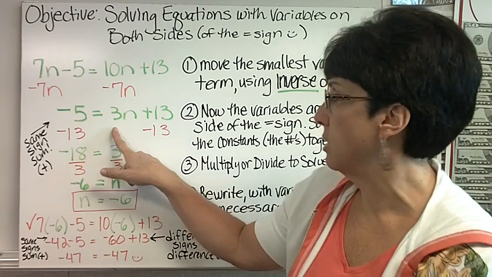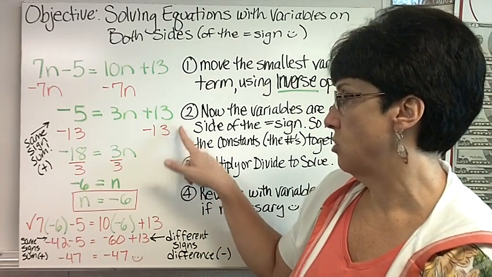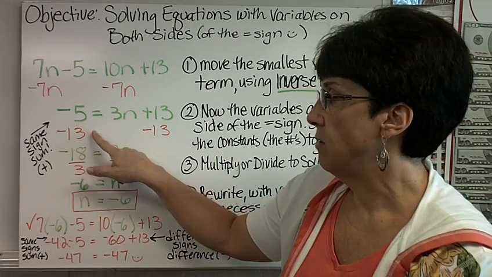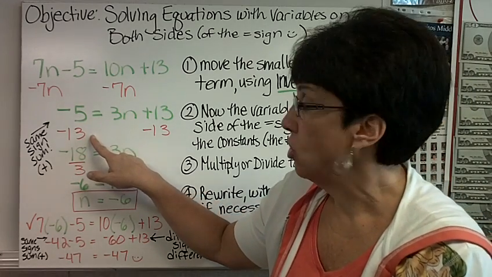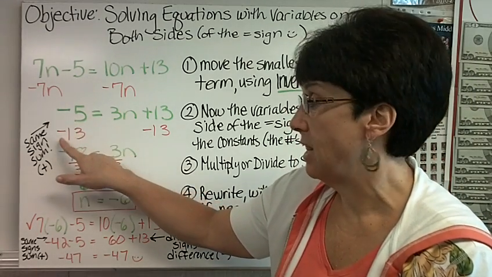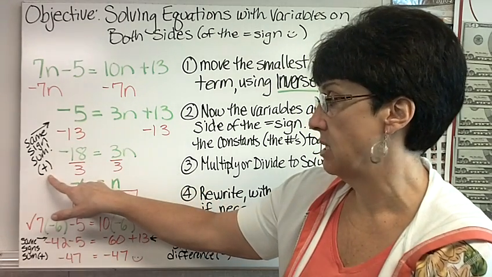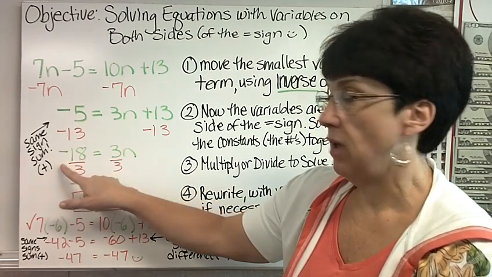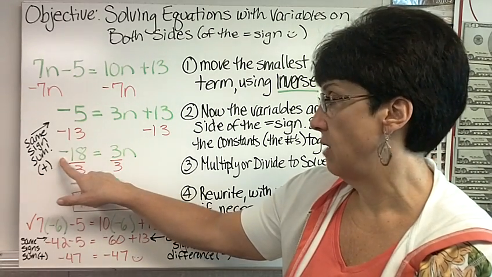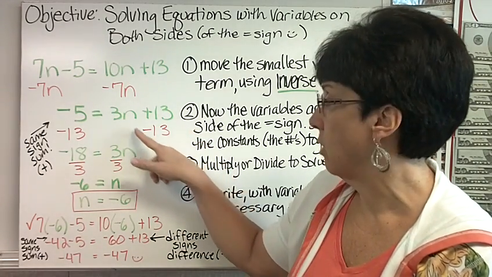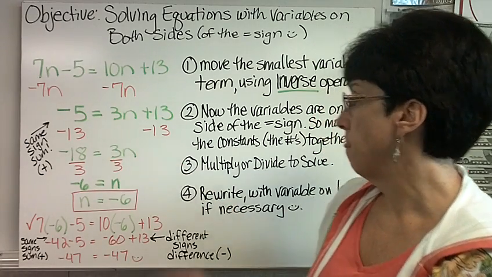Now we're going to move the numbers to be together. So since this is plus 13, I'm going to subtract 13 from both sides. -5 minus 13. Notice, this is a negative and this is a negative. So same sign, sum. And remember, sum means add. So -5 and -13 gives me -18. Positive 13 minus 13, those zero each other out. Then I bring down my 3n.